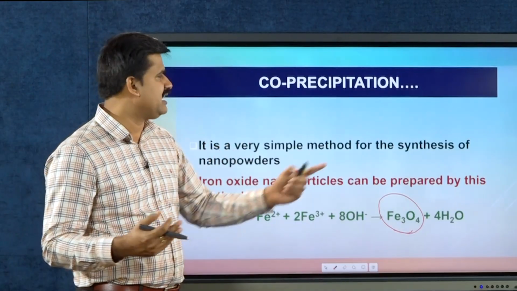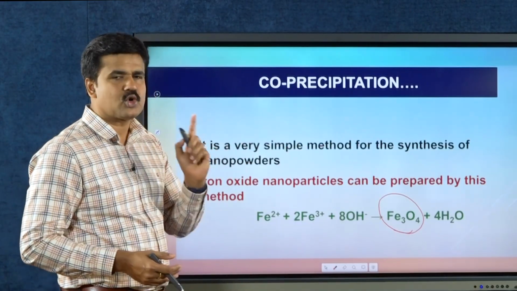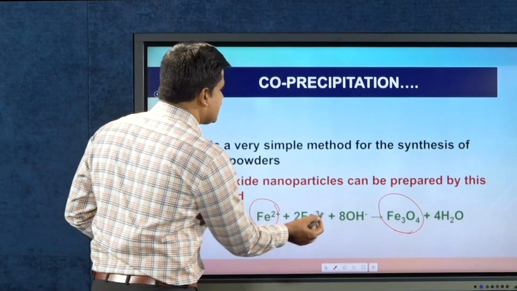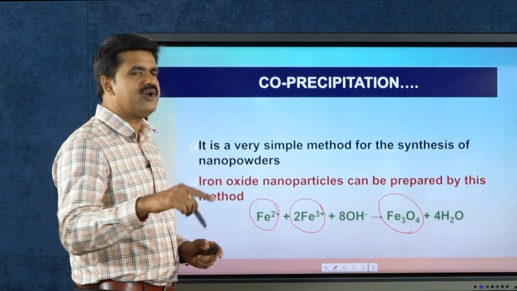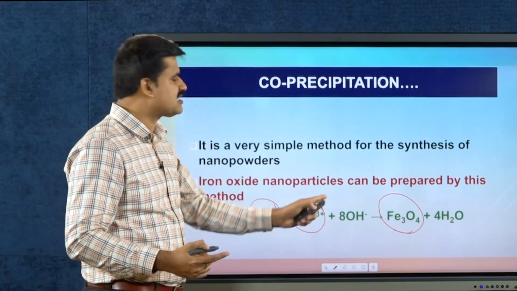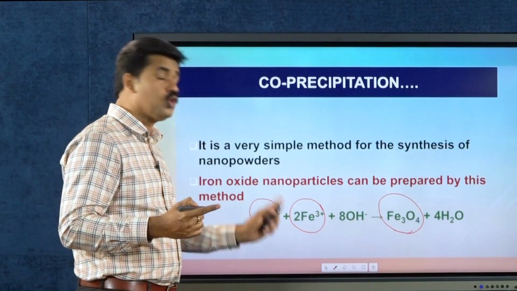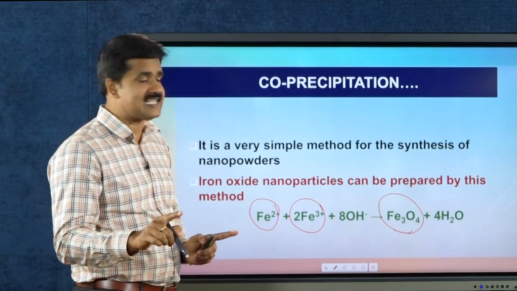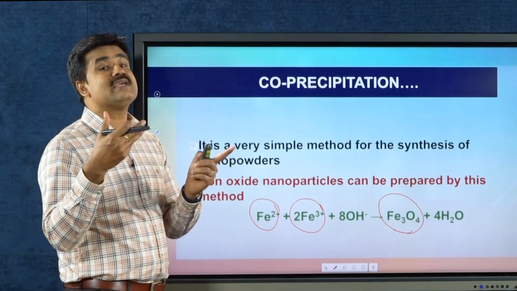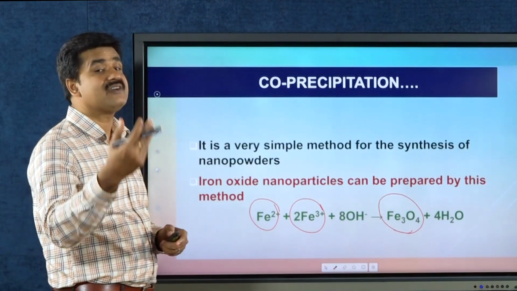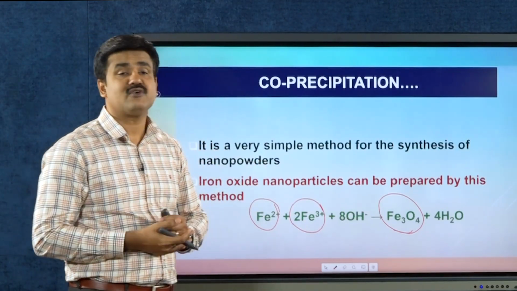What we have to do in this procedure? Iron oxide nanoparticles can be prepared by this method by the co-precipitation of Fe2+ and Fe3+. Fe2+ is precipitated as Fe(OH)2, and Fe3+ is precipitated as Fe(OH)3. So iron 2+ gets precipitated as ferrous hydroxide, iron 3+ gets precipitated as ferric hydroxide. So you are getting a mixed precipitate of ferrous hydroxide and ferric hydroxide. It loses some water and finally you are getting Fe3O4 nanoparticles.